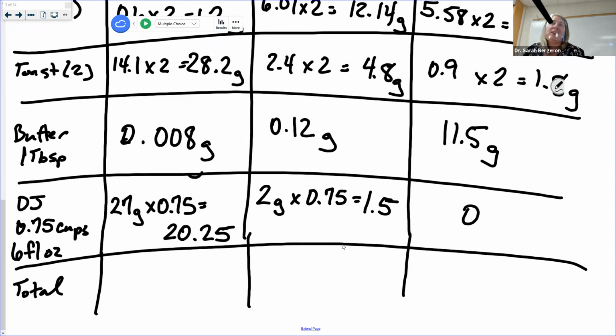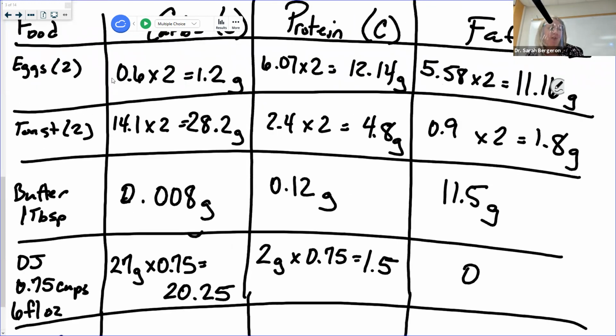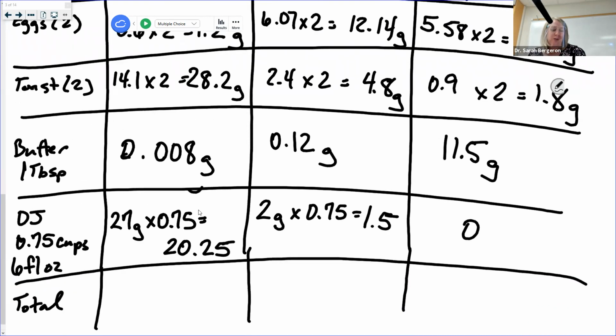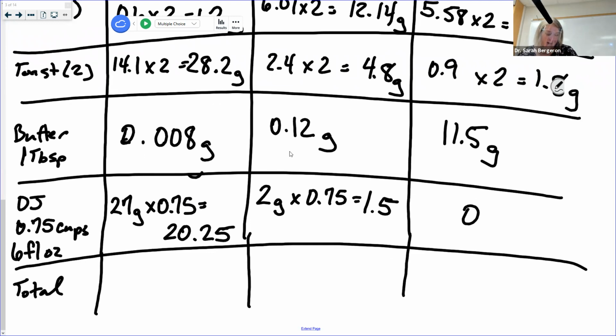Okay, so now what I do is get all of my totals for each of my categories, and then I'm going to convert that to energy, right? So how much total in my first column, carbohydrates, do I have? Add them up: 1.2, 28.2, 0.008, 20.25. What do you get? 49.658. And do you round at this point? No, because you're not done. So this is grams. Do I want to be in grams? No, not really.